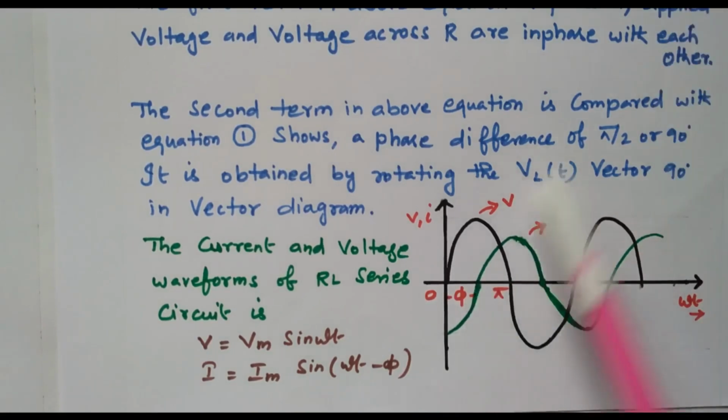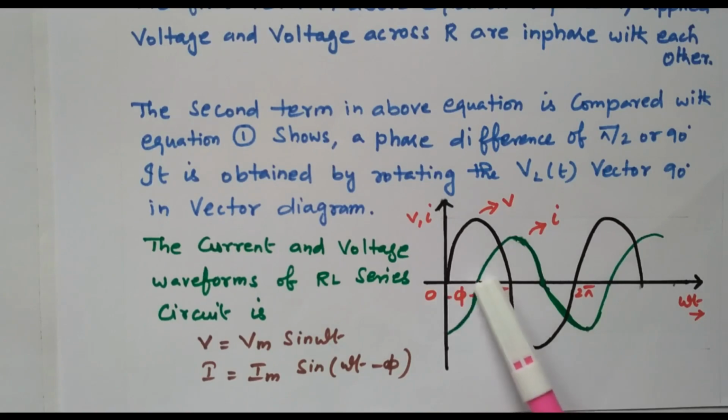Approximately, if it is pi by 2, it means pi by 2 degrees. After pi only the current starts. So there is a phase difference of pi between current and voltage, that is, current is lagging the voltage. So based on that we can write the waveform: V equal to Vm sin omega t, but I equal to Im sin (omega t minus pi). This minus pi indicates the current starts after the voltage with an angle of pi.